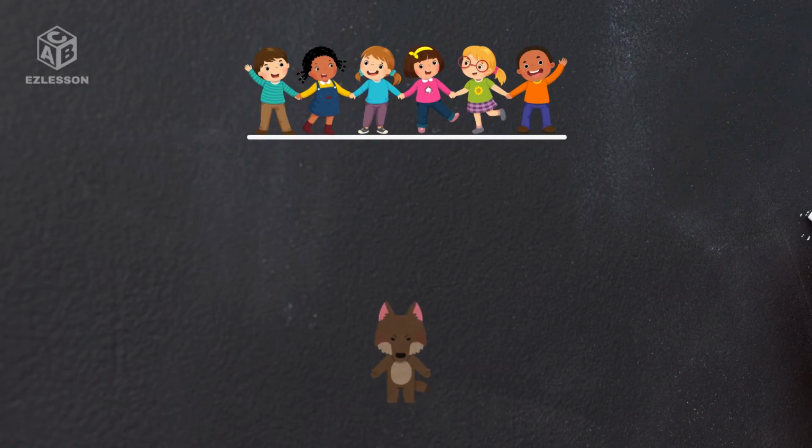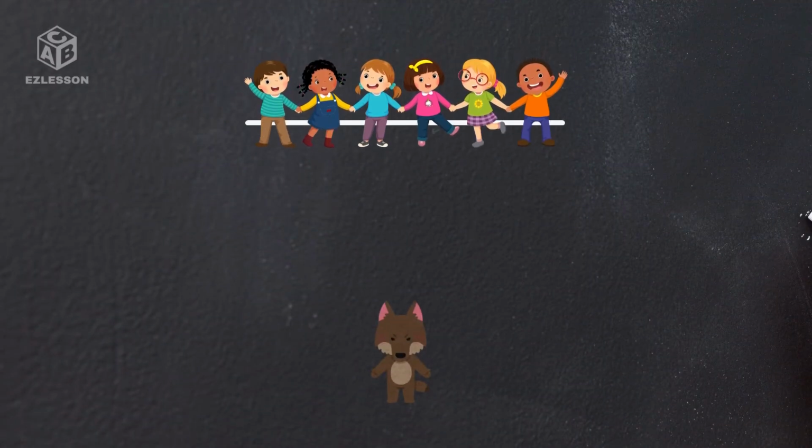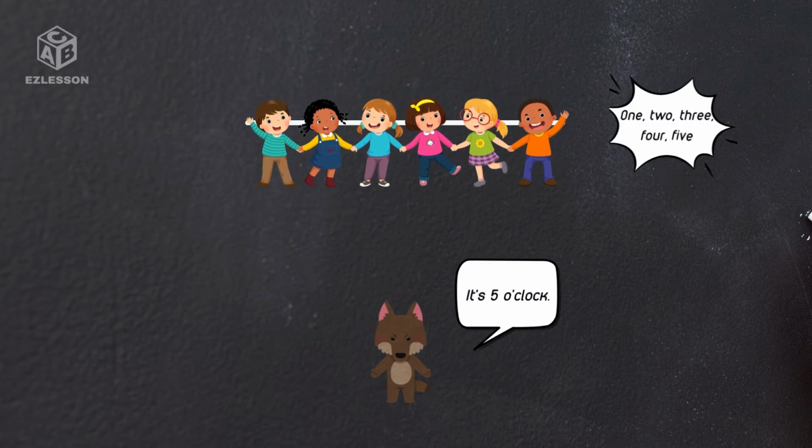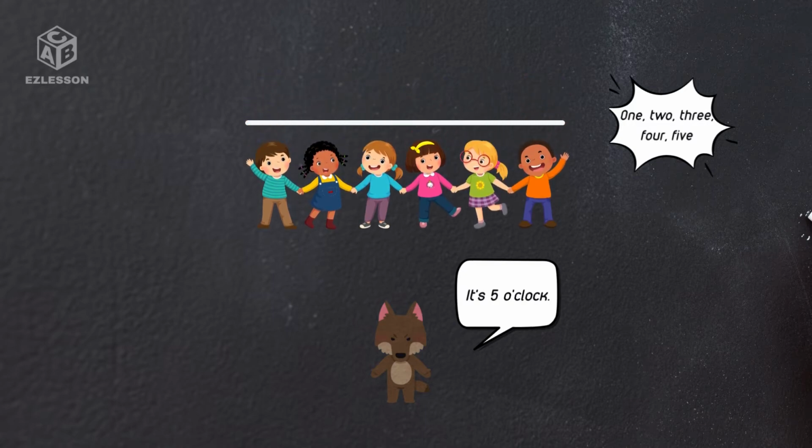After the vocabulary review, the students call out together, "What's the time, Mr. Wolf?" The wolf calls out a specific time, like 5 o'clock. The students take the same number of steps as the number of hours in the time. For example, if the wolf says, 5 o'clock, the students take 5 steps forward.